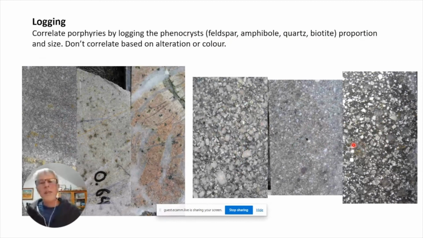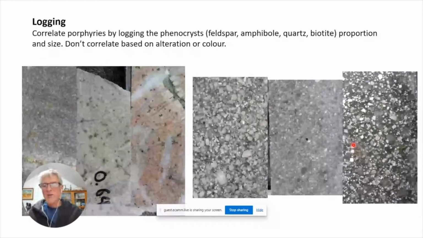Right? So when you're out on the rig, just log what minerals are present as phenocrysts, what are the proportions, what's the size. Don't worry about the colour or the alteration. Log that as well, but don't use colour or alteration to correlate from hole to hole. This is what you really should be doing.